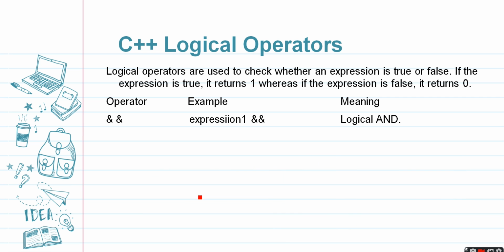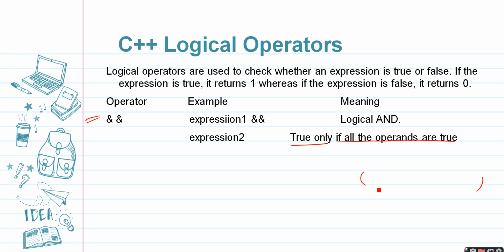Okay. So where do we use this logical AND? We are going to develop some small programs based on these logical operators, because it is quite easy to understand. True only if all the operands are true. So if three statements are there with the help of logical AND, all three operands should be true, only then the statements inside this block are going to be executed.